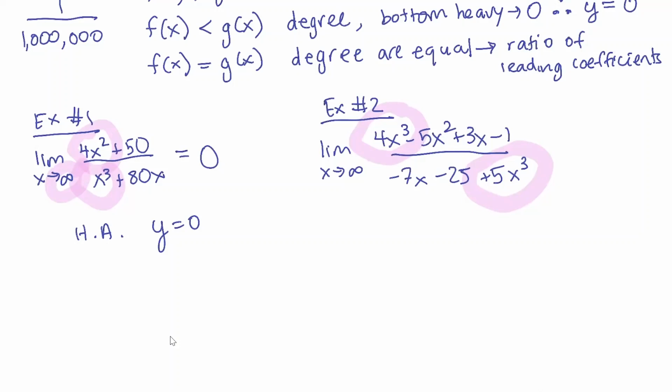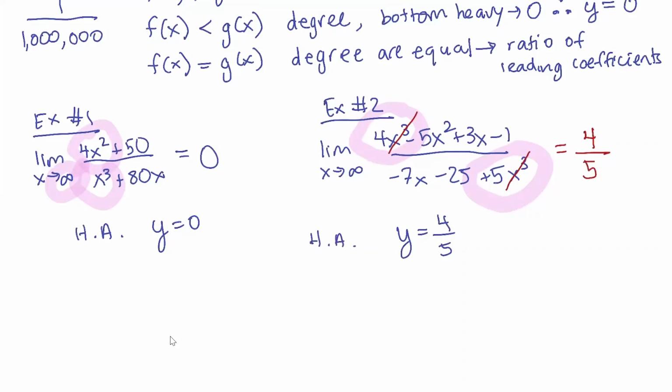And so even though it's algebraically illegal, you want to think of it as, if we're talking about growth, this kind of cancels each other out. So what we're left with is the leading coefficients and the ratio of that. So this limit, when it's equal on top and bottom, is 4/5. If I'm asked for the horizontal asymptote, my horizontal asymptote is y equals 4/5.